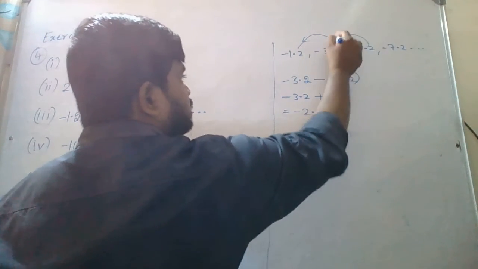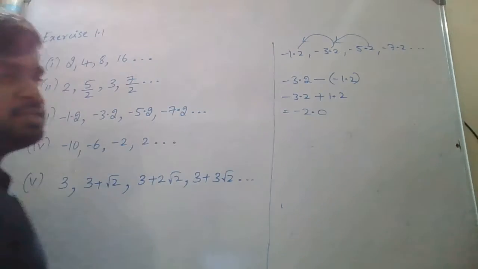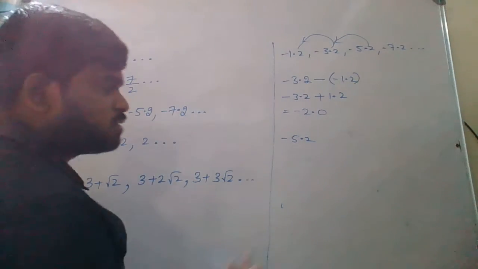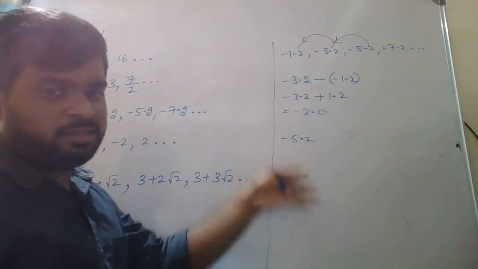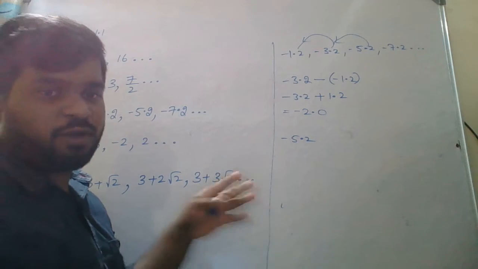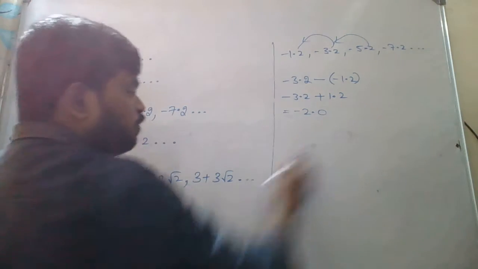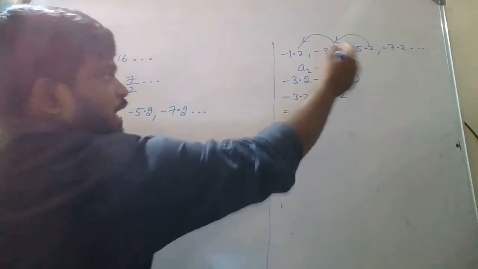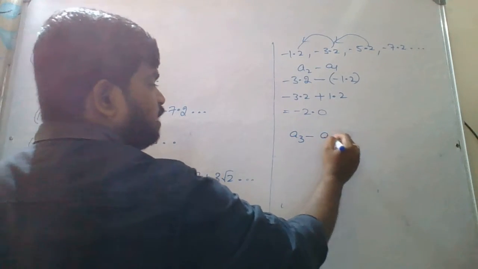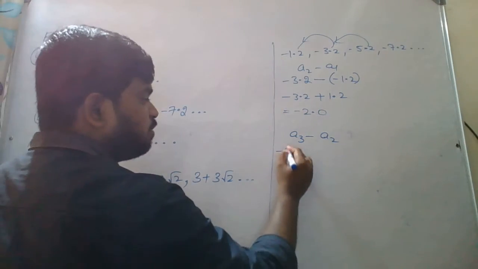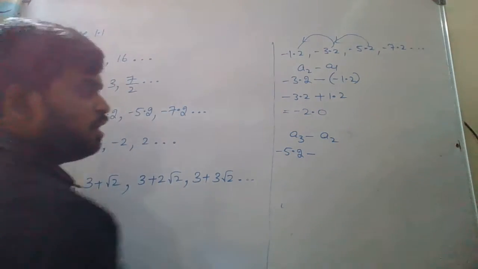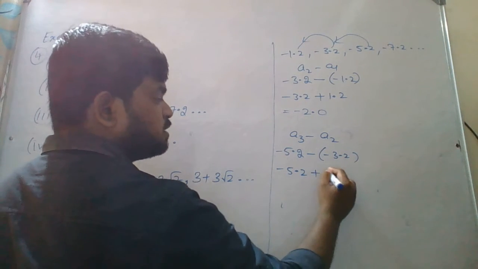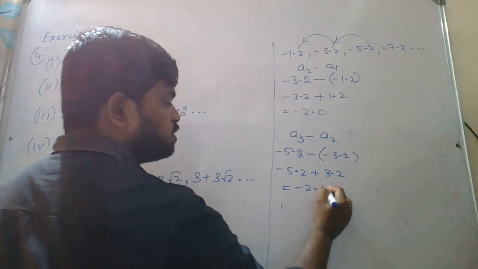Let's check with this. Minus 5.2 minus this. Suppose this question comes in exam, you cannot write it like this. Okay, I'm just explaining it. But if you have to write it in the exam, you have to write like this. Second term minus first term. A2 minus A1. A3 minus A2. Let's find A3 minus A2. A3 is minus 5.2 minus. A2 is minus 3.2. So minus 5.2 plus 3.2. You will get minus 2 itself.